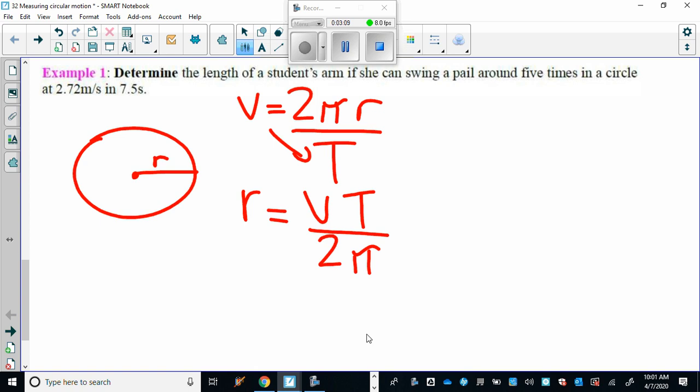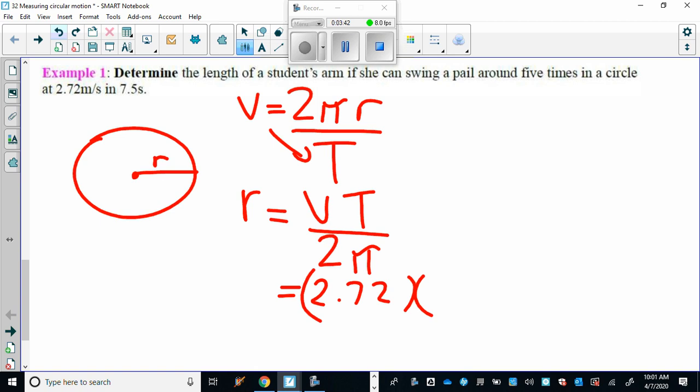The velocity we have. The period, we're going to have to calculate that, because if it says you can spin it around 5 times in 7.5 seconds, therefore we want to know how long does it take to go around once. And you can probably see the answer is pretty straightforward. It's just 7.5 divided by 5.